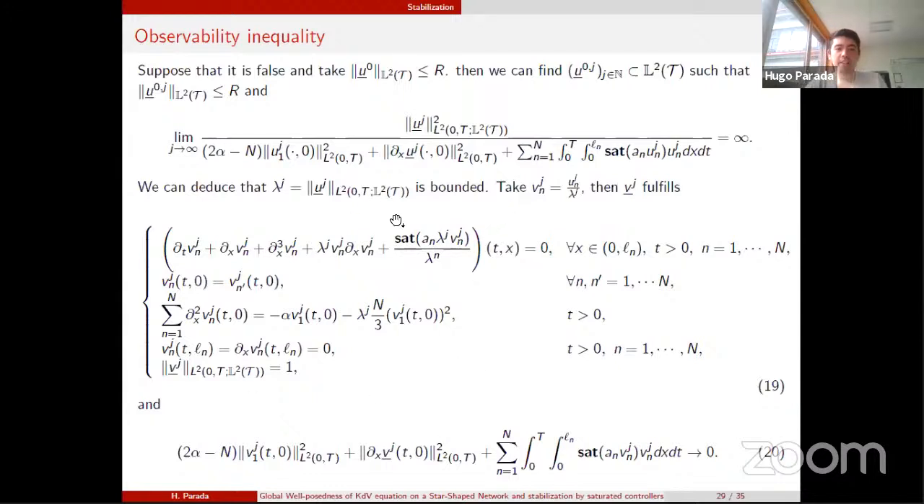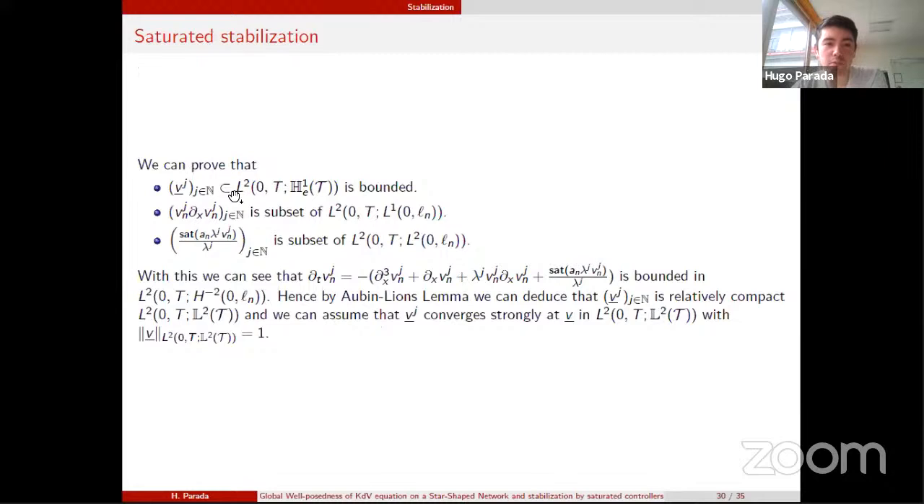For this system, making some computations, you can see that the sequence is bounded in L2H1. This nonlinear term is bounded in L2L1. The saturation term is bounded in L2L2. And with this, the derivative of v_n, which is given by this, is bounded in L2 H to the power minus 2. So using the Aubin-Lions lemma, you can deduce that this sequence is relatively compact in L2L2, and hence you can assume that it converges strongly to some function v in L2L2. What is important is that this sequence is normalized, so it always has norm 1, and the limit function also has norm 1. So when the sequence converges, we get to see what happens with the limit.